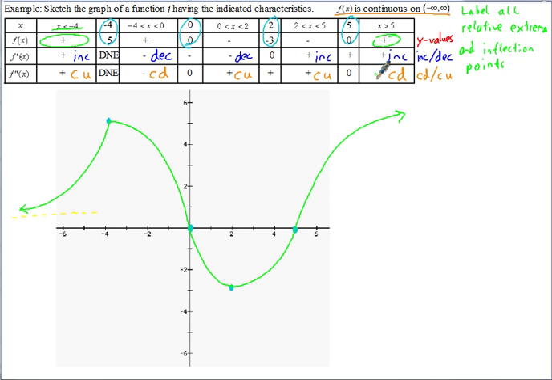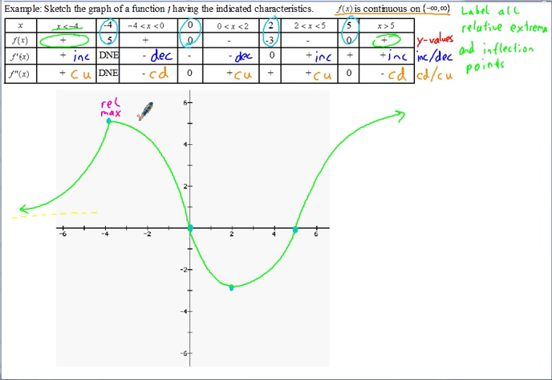So lastly, let's label all the relative extrema and inflection points on our graph. So let's look for any relative maximums. Well, we've got one relative maximum where the first derivative changes from positive to negative. Right here, we can see it on our graph. That point right there is the relative maximum at (-4, 5). And that's the only one. That's the only place the first derivative switches from positive to negative.